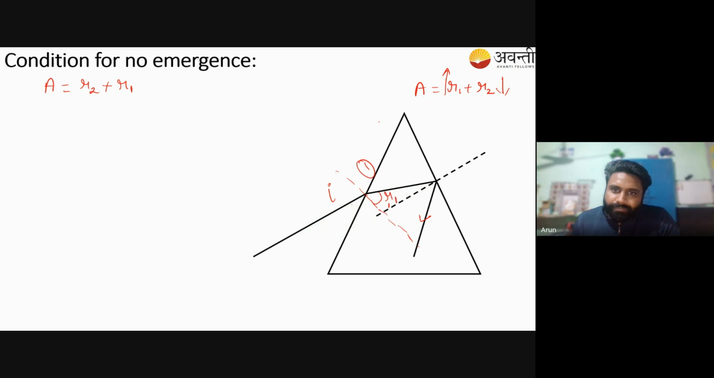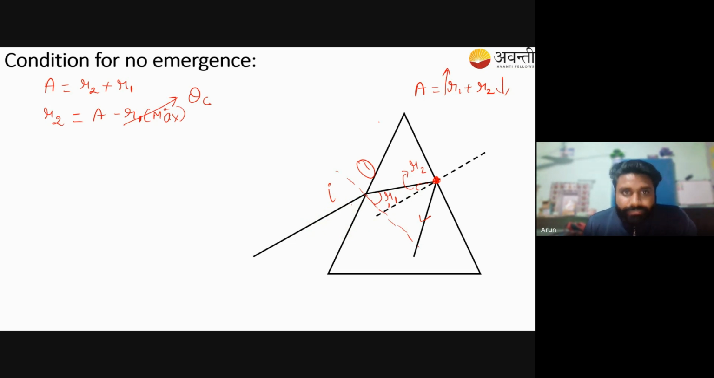This is R1, this is R2. So we are interested in R2 because on this boundary, this TIR is taking place, or this no emergence is taking place. So we are interested in finding the value of R2. So it is A minus R1. And as I have discussed, R1 can have only the maximum value: R1 max is theta c. I have told you on this side. So this R1 max can be theta c.